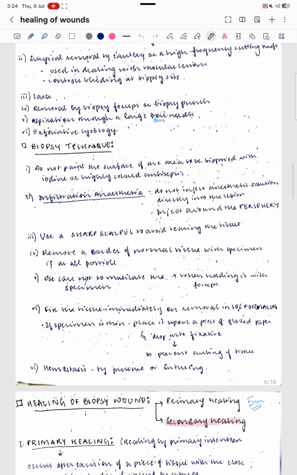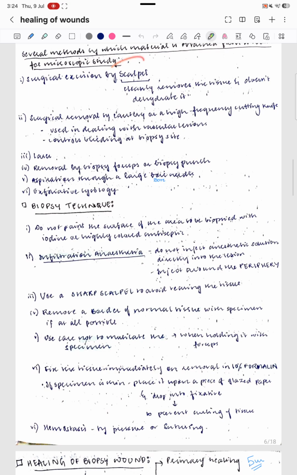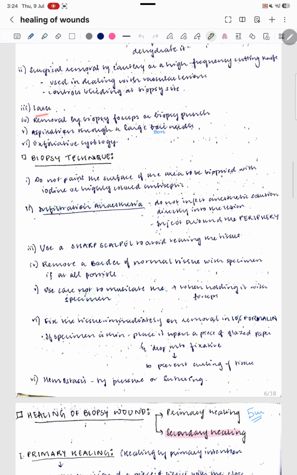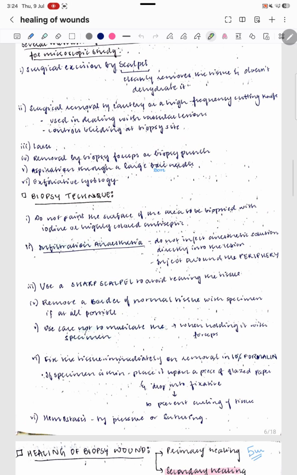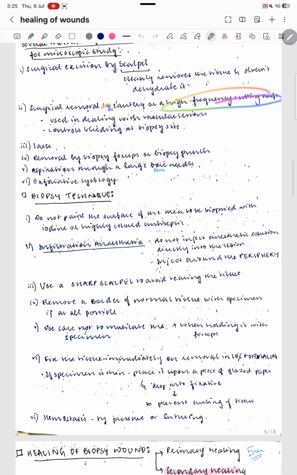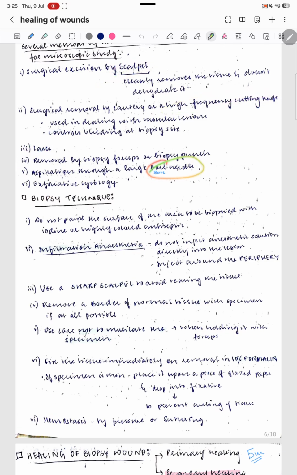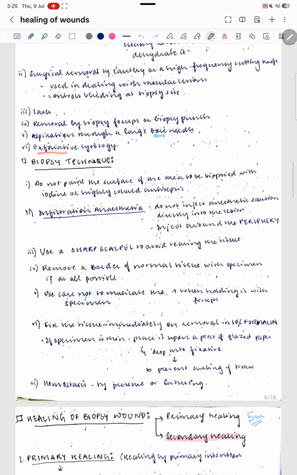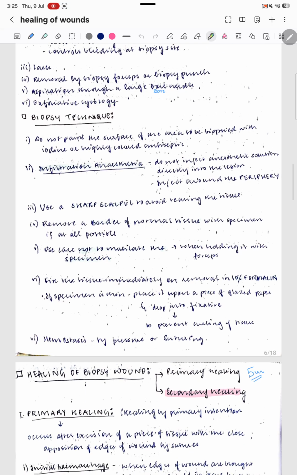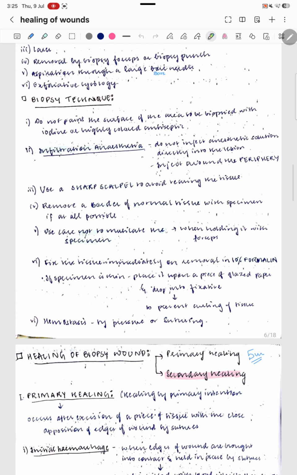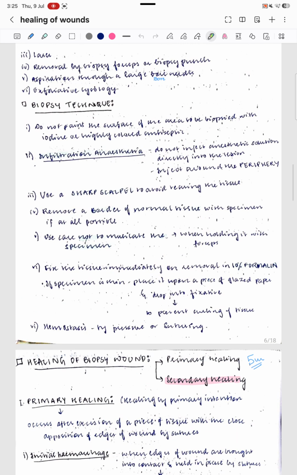Nowadays laser is also used. So there is the scalpel, the high frequency cutting knife, laser, removal by biopsy forceps, punch biopsy, aspiration through a bore needle, and then exfoliative cytology. So this is basically the technique of biopsy.